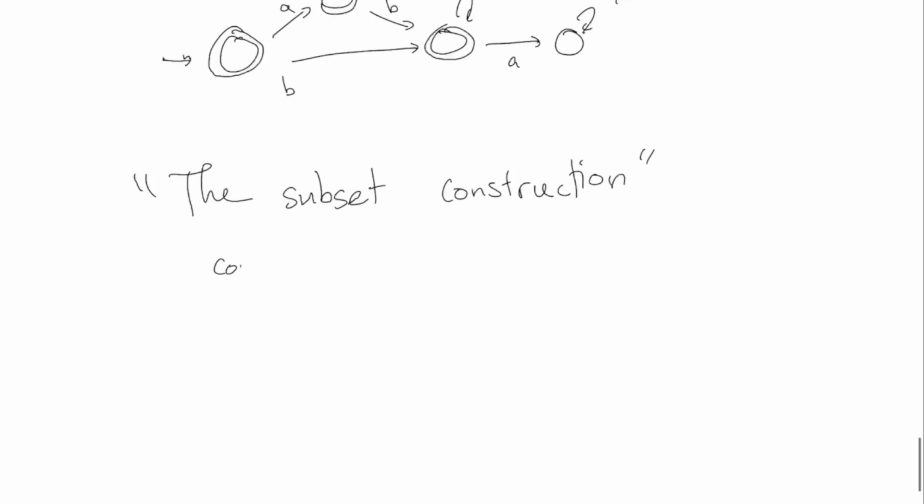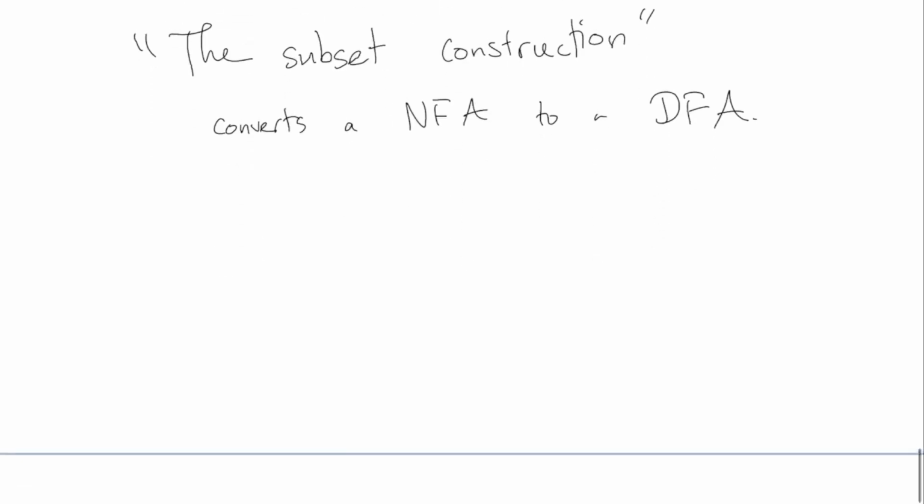This is what you use to convert. This converts a NFA to a DFA, an equivalent DFA. It's called the subset construction. And it feels similar at least to the product construction, which we talked about a few times ago. This is called the subset construction. And the idea is the subset construction converts a NFA to a DFA.